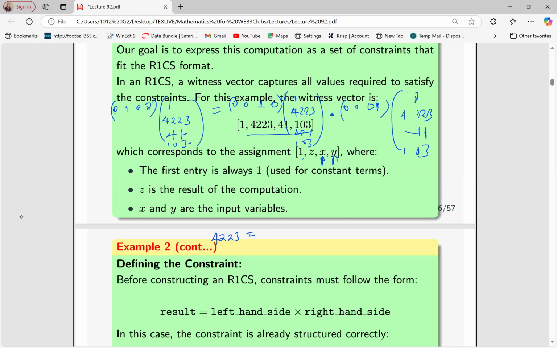What about the right-hand side? 0 times that will be 0, 0 times that will be 0. Then 1 times 41 will be 41, and 0 times 103 will be 0. Then multiplying by the output row: 0 times 0 will be 0, 0 times that will be 0, 0 times this will be 0. Then 1 times that will be 103.